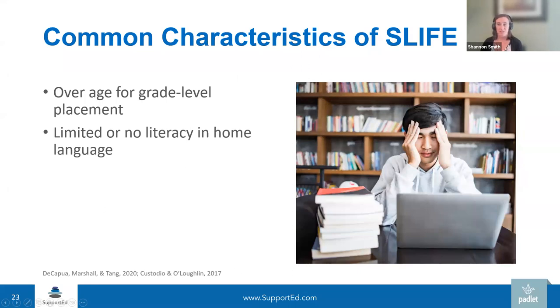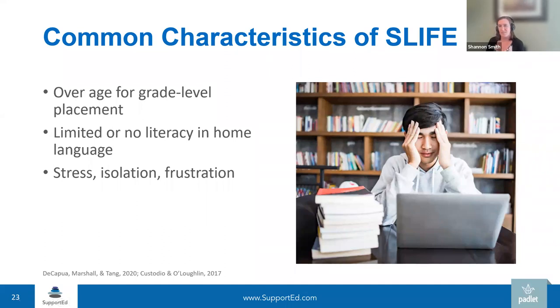There may be limited or no literacy in their home language due to limited education. So it's important to consider expectations that you may have for students to be able to read and write, and make sure they're not placed in situations that might embarrass them. For example, having to read or write in front of other students.